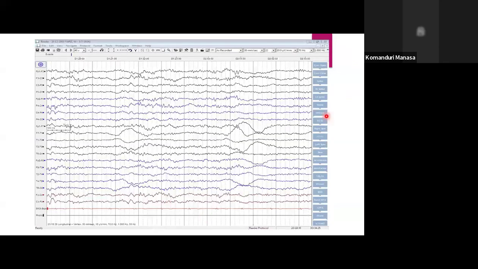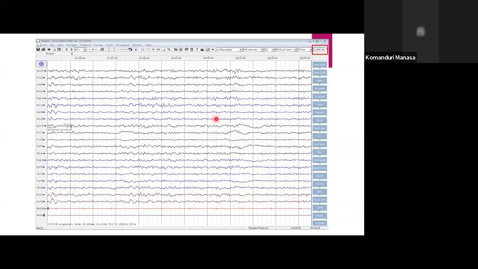So this is the sweat artifact. This is a low frequency artifact of 2 hertz frequency, like undulating waves we see. Usually the low frequency filter is set at 1 hertz. If we increase it to 2 hertz, this will cancel out the sweat artifact.